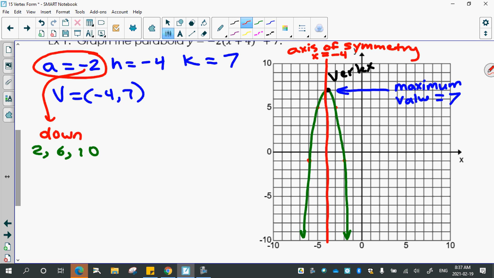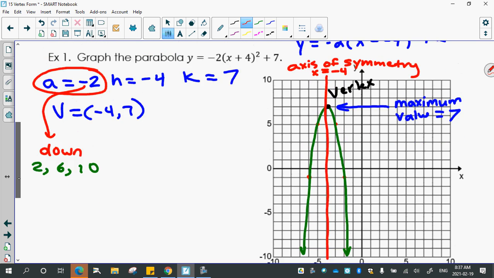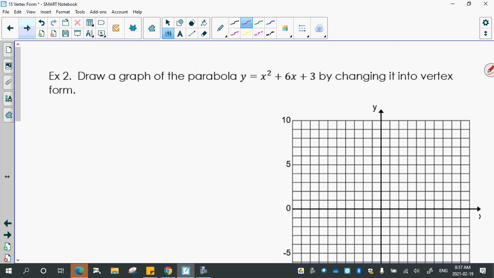So I think I've kind of have a little grade 10 recap of graphing a parabola in vertex form. Okay. All right, so draw a graph of the parabola y equals x squared plus 6x plus 3 by changing it into vertex form.